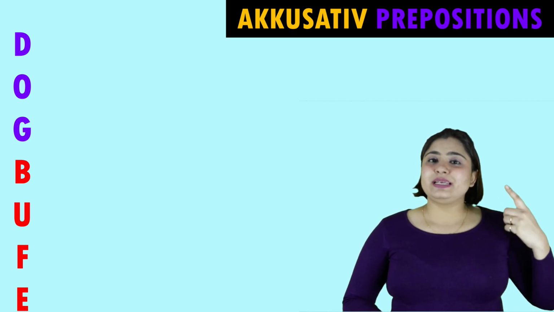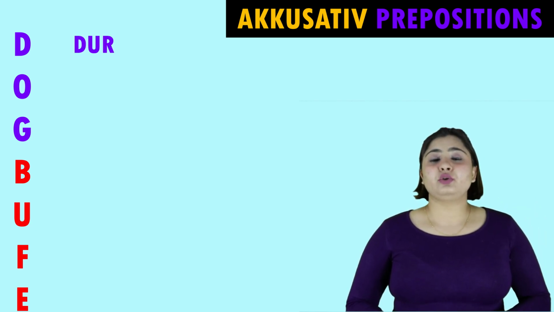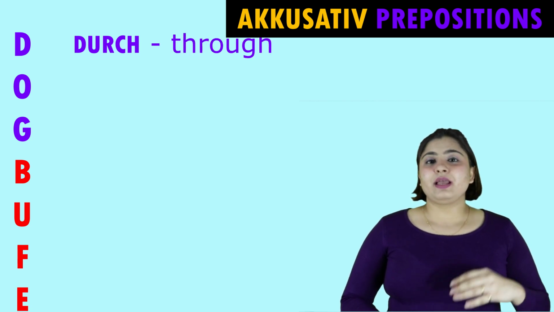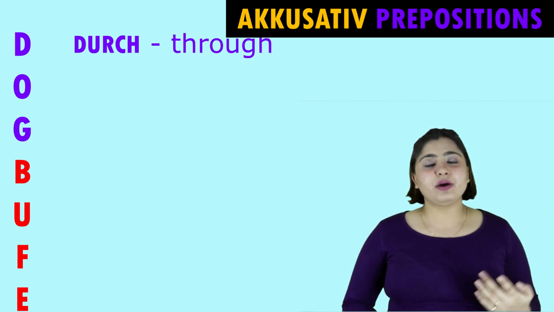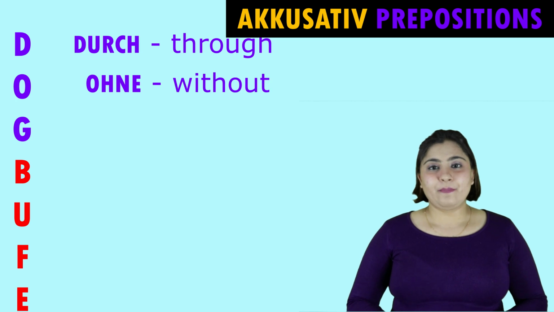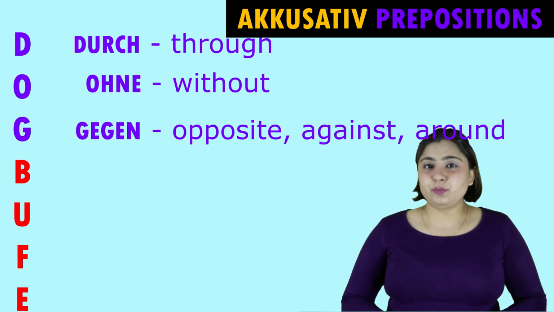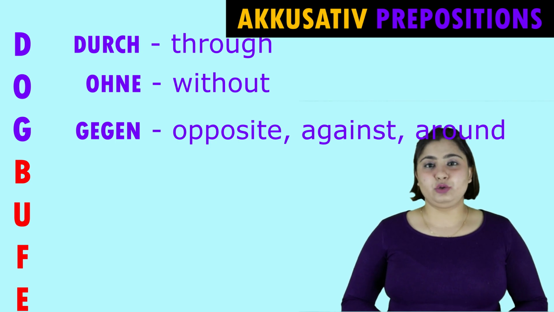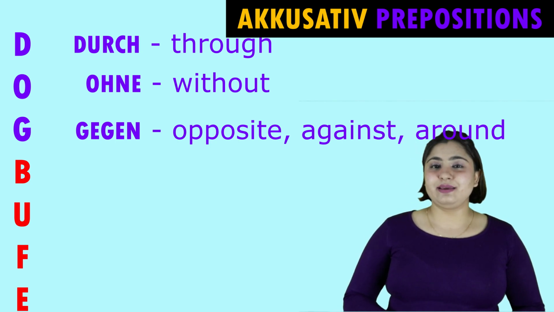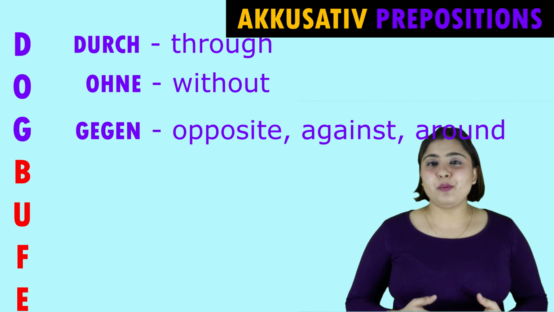D-O-G, in which D stands for durch. O stands for owner. G stands for gegen. So that was the full form of dog: durch, owner, gegen.